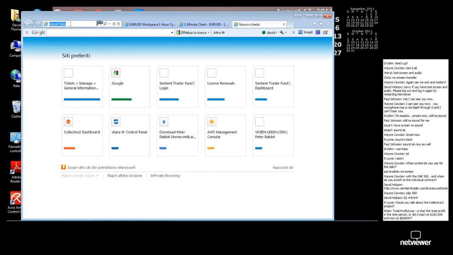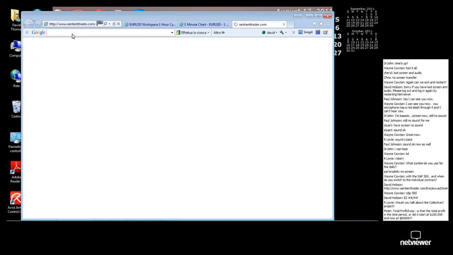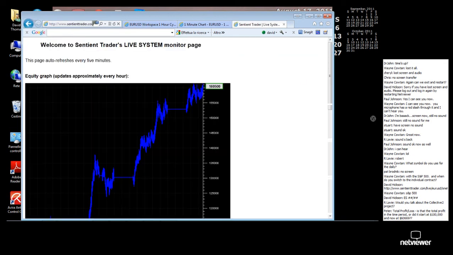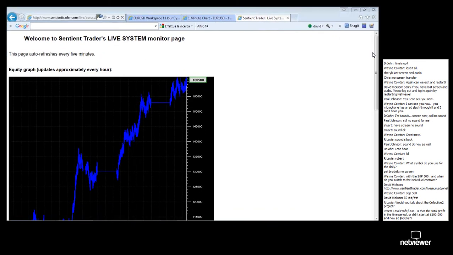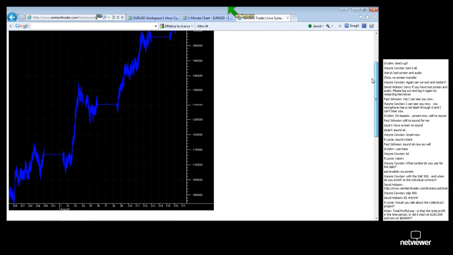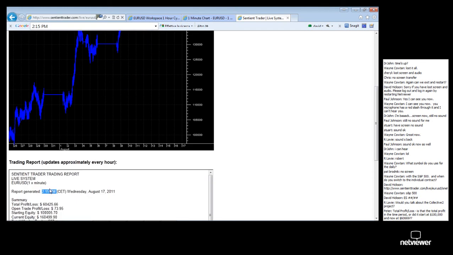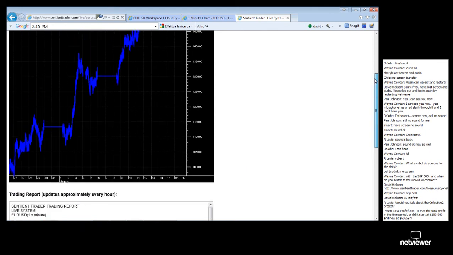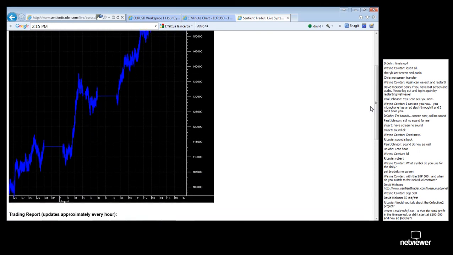In fact, for those diehards who are still with us and have stayed tuned, I'm going to give you a little look. We have a page whereby we monitor what's happening on that live analysis system. Here is that page, and this is the equity graph of that system. This trading report was generated at 2:15 p.m., so about 45 minutes ago. It's updated every hour. Every hour, our system generates a new equity graph and trading report. Here's the equity graph of that live analysis system.